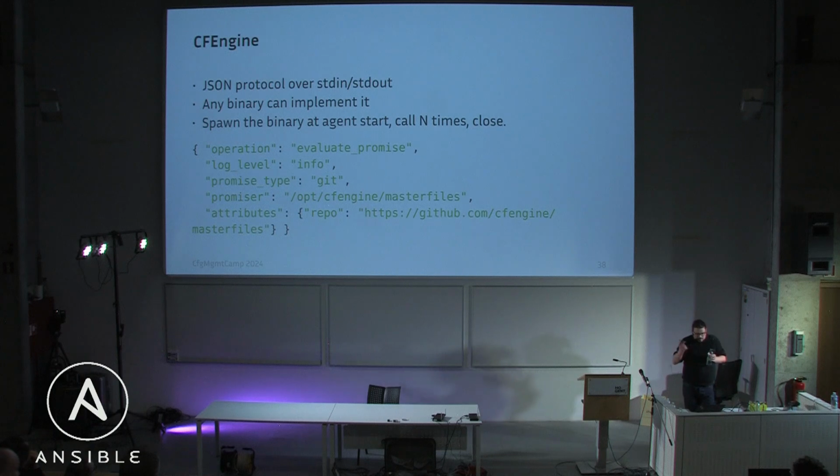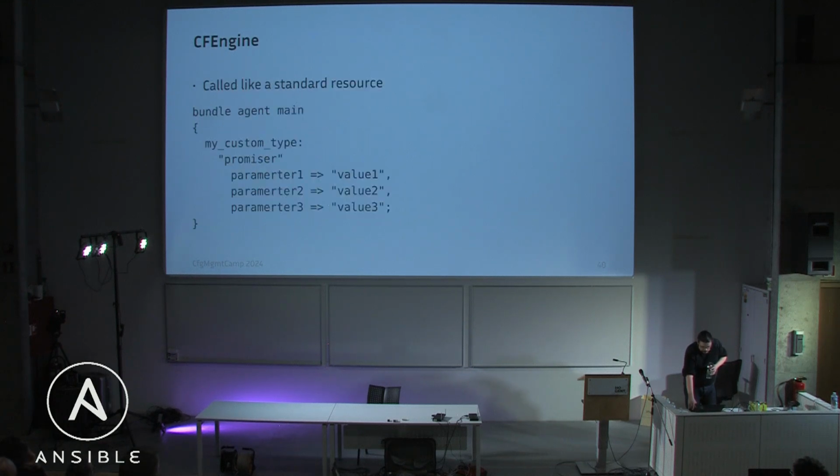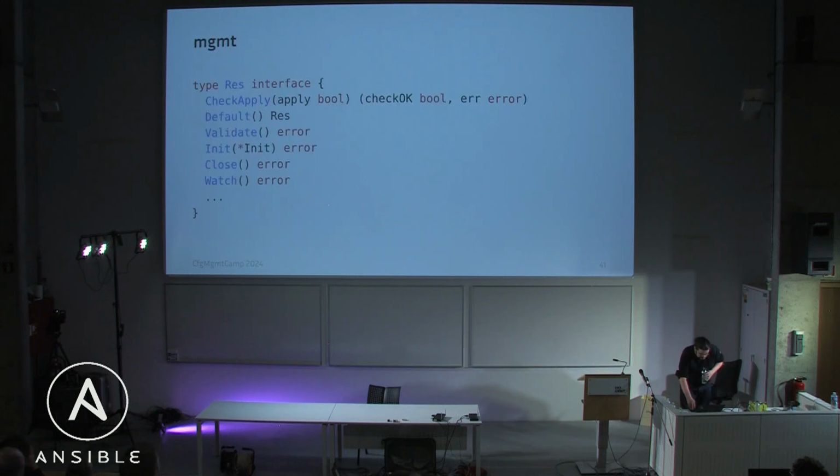Here is an example of a call to apply something through a custom resource. So this is what is sent to the binary that implements the resource type. Okay, and it looks like this in the policies. So it's used just like a native. It's called promise type in CF Engine, but it's your custom type that you have implemented.